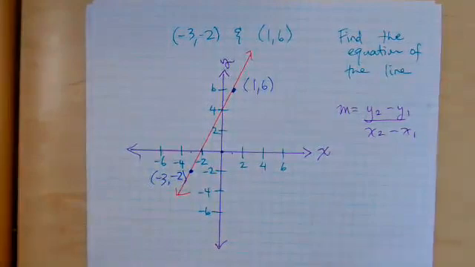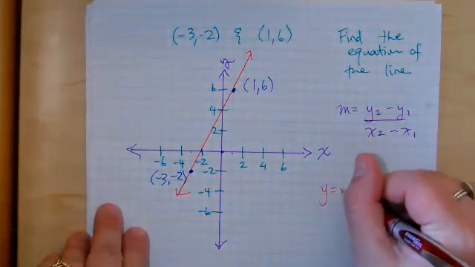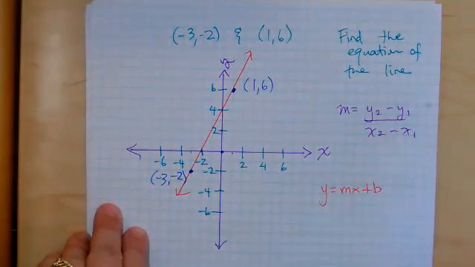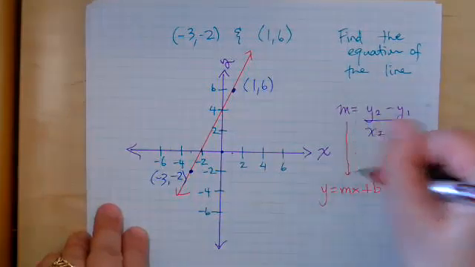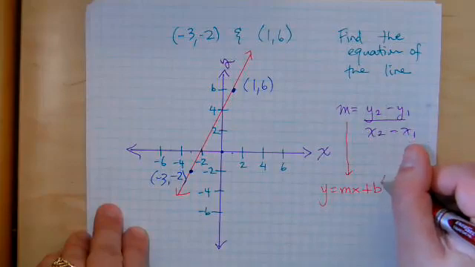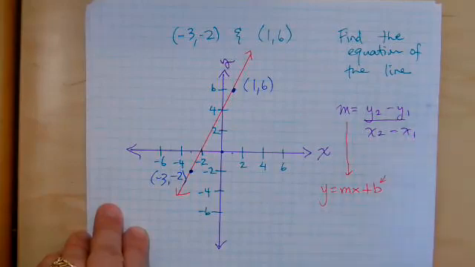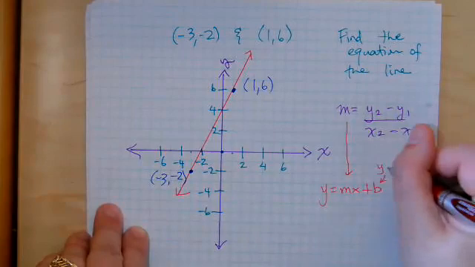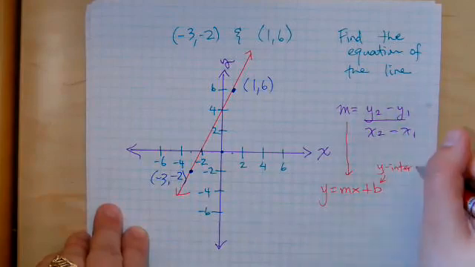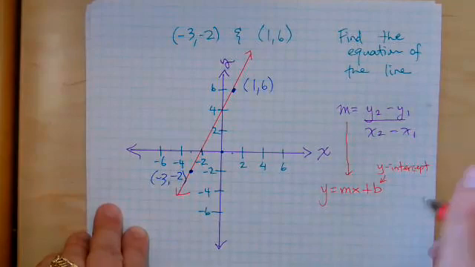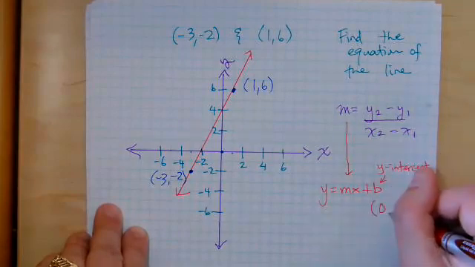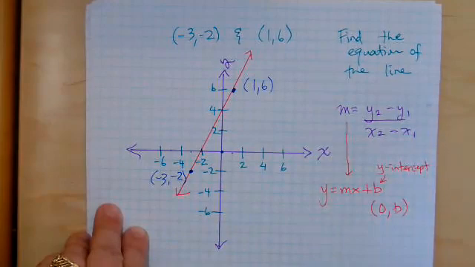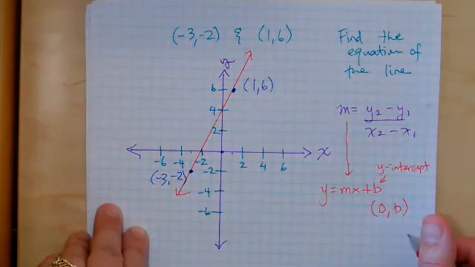To find the equation of the line, I need to know y equals mx plus b. I need to know the slope. And does anybody remember what b is? What do we call b? The y-intercept. Y-intercept, because when x equals 0, y will equal b. So it will be the only number left. And that's going to be where we cross the y-axis.